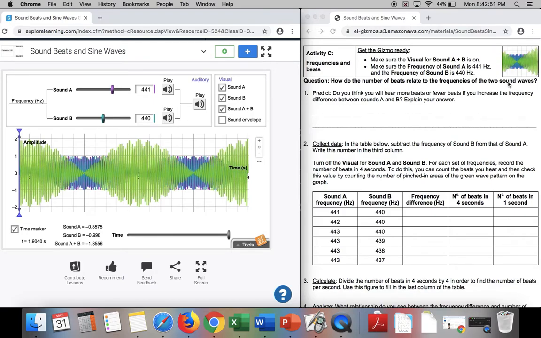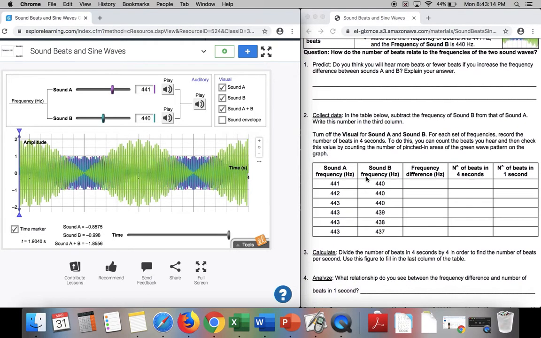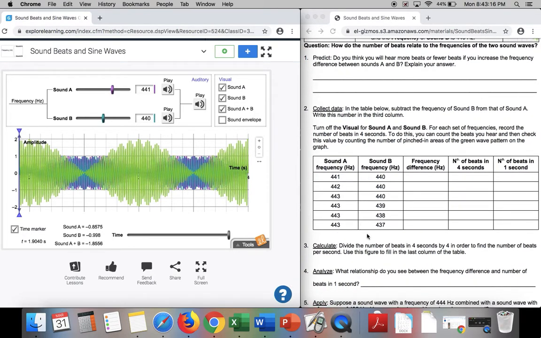So we're going to make a prediction. Again, there is no right or wrong answer. So look at your information here and come up with some type of answer that answers if you think you'll hear more beats or fewer beats if you increase the frequency between sounds A and B. And then the purpose of this activity is to look at how, if we increase the frequency, what happens to the number of beats.